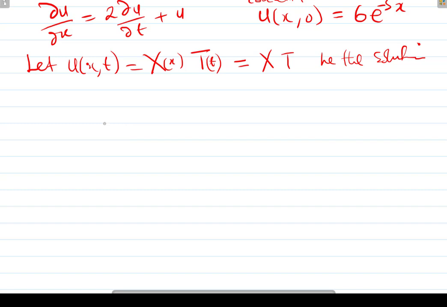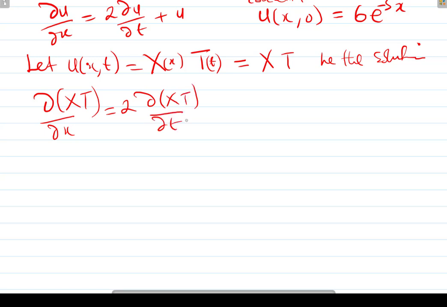Okay, if that is the case, it means that it should satisfy this PDE. So what do we do? We substitute in there. Where there is u, we put this. So here where there is u, we are going to put XT, dx equals 2. Where there is u, again, we put this one here, and then dt plus, where there is u, again, we put this like this.